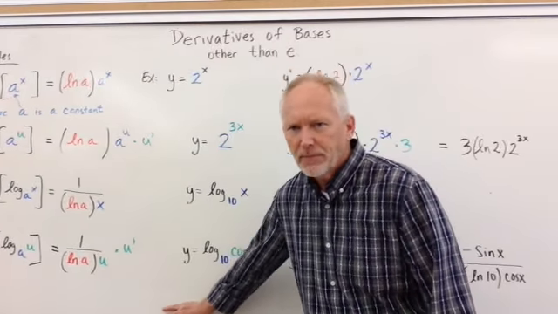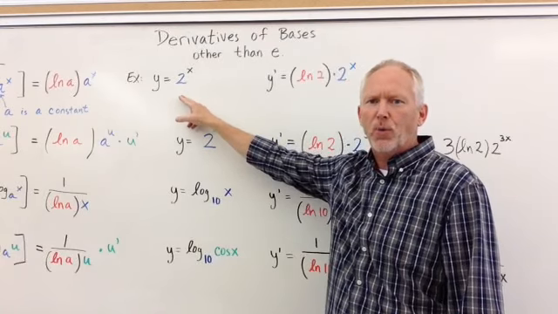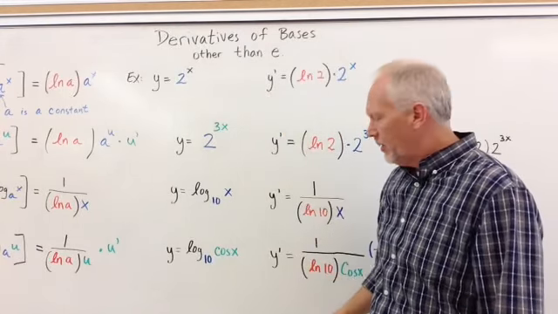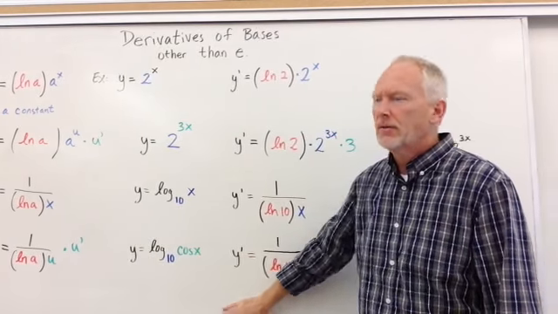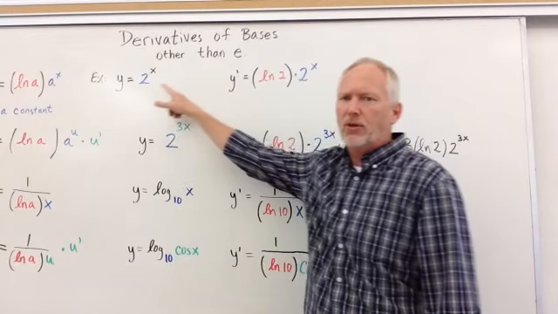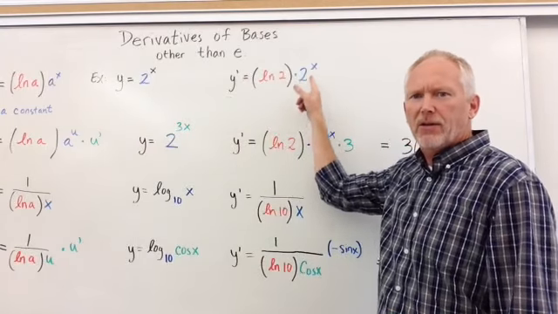So here's an example of y equal 2 to the x. So what is the derivative of y equal 2 to the x? Well, y prime is equal to ln 2, right? Remember the ln based on the 2, times 2 to the x.